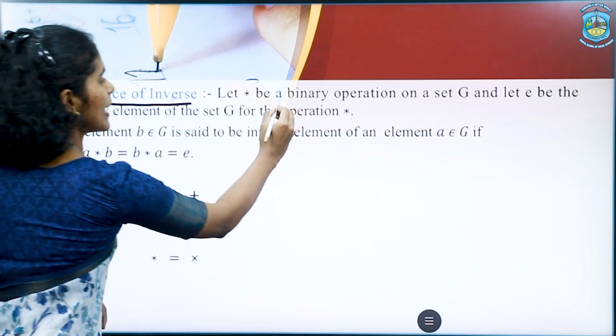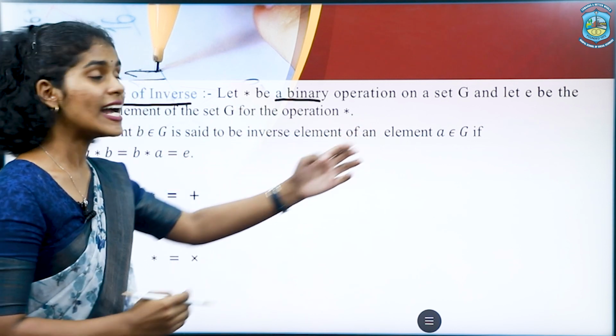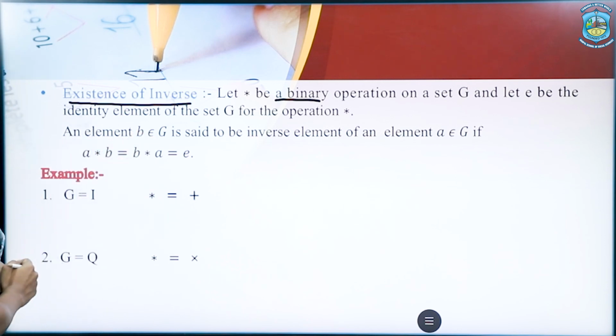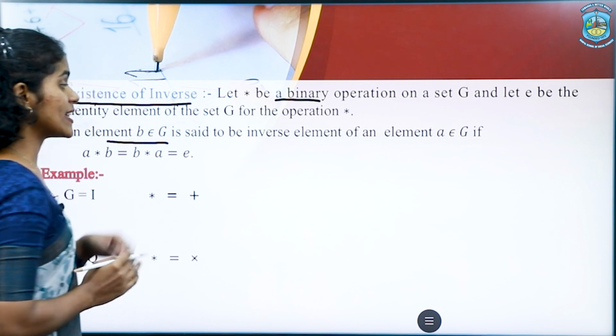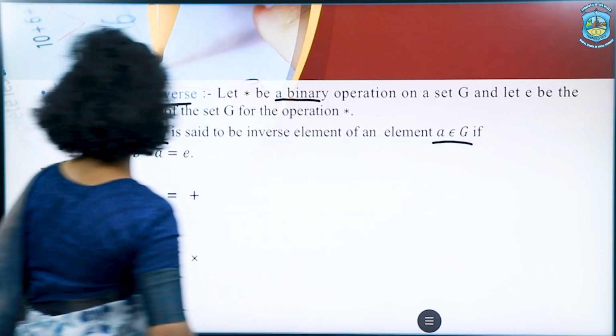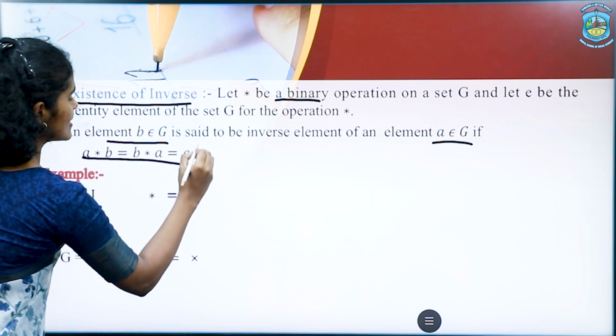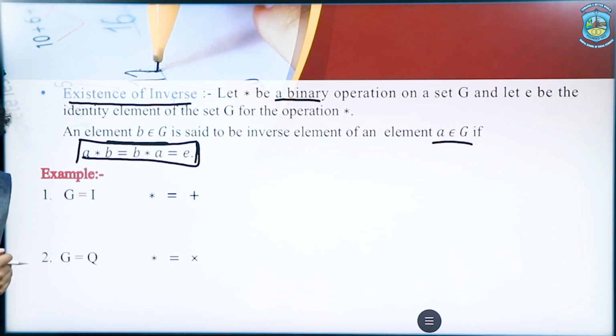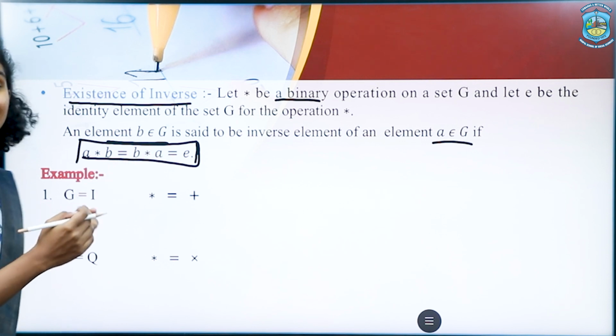Let star be a binary operation on a set G and let E be the identity element of the set G for the operation star. An element B belongs to G is said to be the inverse element of an element A belongs to G if A star B is equal to B star A equal to E, where E is the identity element. So we may see examples.